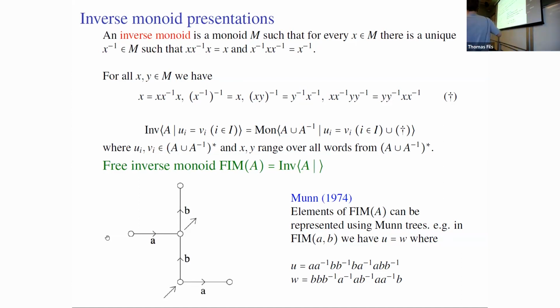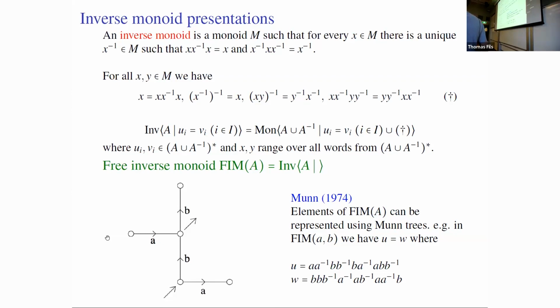Okay? Or maybe another way of saying it is this: group presentations are about expressing things as homomorphic images of the free group. Monoid presentations, homomorphic images of the free monoid. And here you need a notion of free inverse monoid. And you're expressing things as quotients or as homomorphic images of the free inverse monoid. So you better look at this half of the picture, first of all. So the free inverse monoid takes letters A, B, A inverse, B inverse.